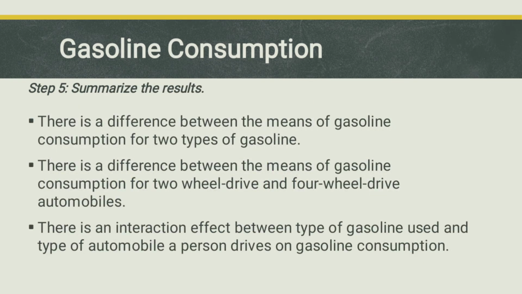Step 5. Summarize the results. So we found out that there is a difference between the means of gasoline consumption for the two types of gasoline. There is a difference between the means of gasoline consumption for the two-wheel drive and four-wheel drive automobiles, and there is an interaction effect between type of gasoline used and type of automobile a person drives on gasoline consumption. And since the null hypothesis for the interaction effect was rejected, it can be concluded that the combination of type of gasoline and type of automobile does affect the gasoline consumption.